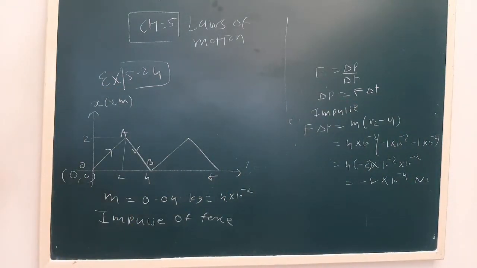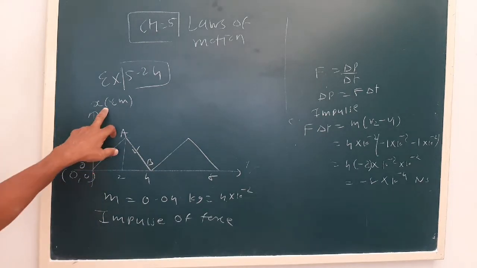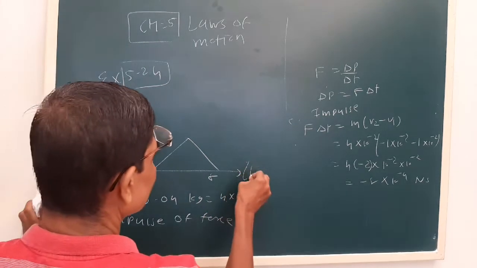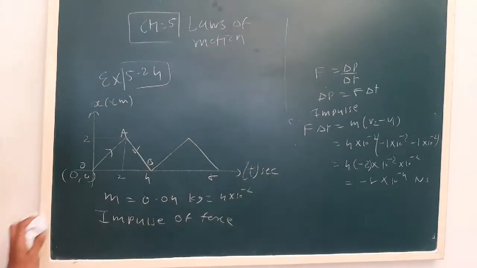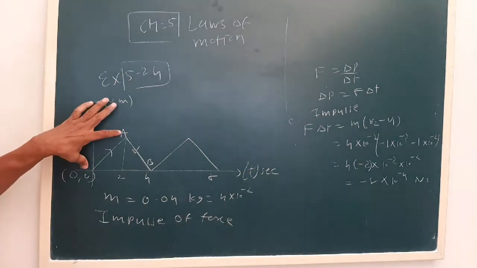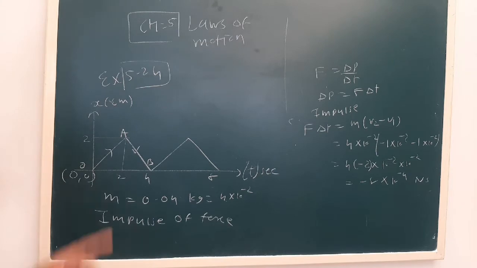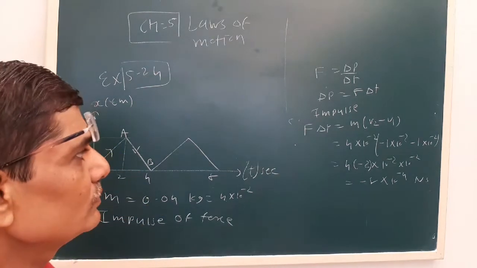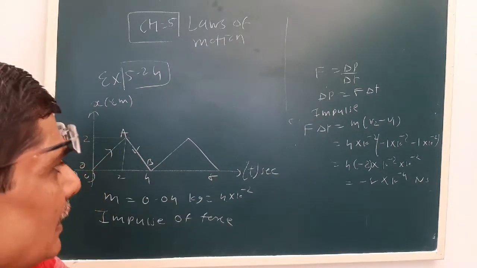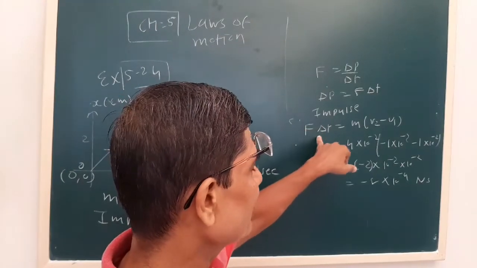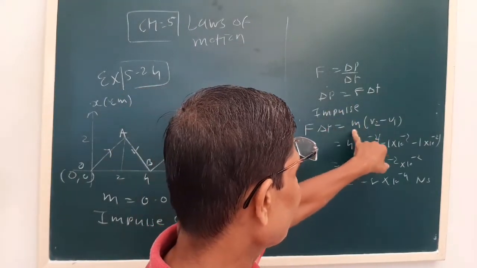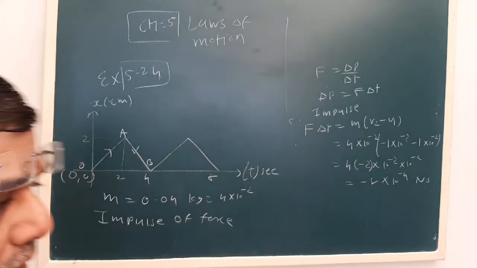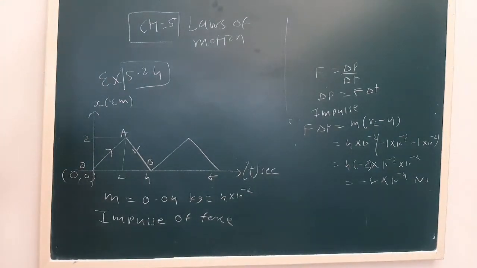So this is how we can find out impulse if an x versus t graph is given. Here x is in centimeter and time t is in second. So what we have done, we have obtained the slope OA that has given us V1, AB has given us V2. So now impulse of force F delta T is delta P, that is m into V2 minus V1. Okay, and we get the value. So this is how we can solve.